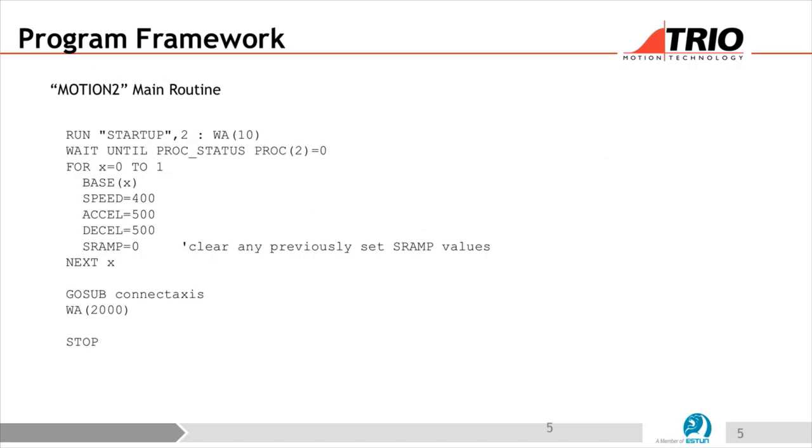Okay, and in the programs there is this Motion2 main routine which runs the startup again. This time we have got the wait. This is what I was talking about: a little wait there instead of the inverse, and then just wait until the proc status has got to 0. And then we're just setting up some different speeds there, turning the S ramp off so that we're not doing any S ramping.